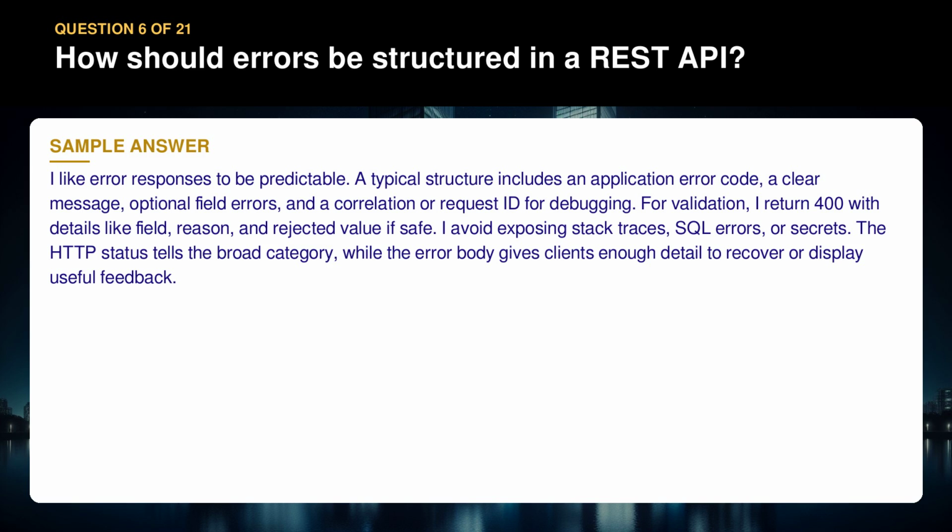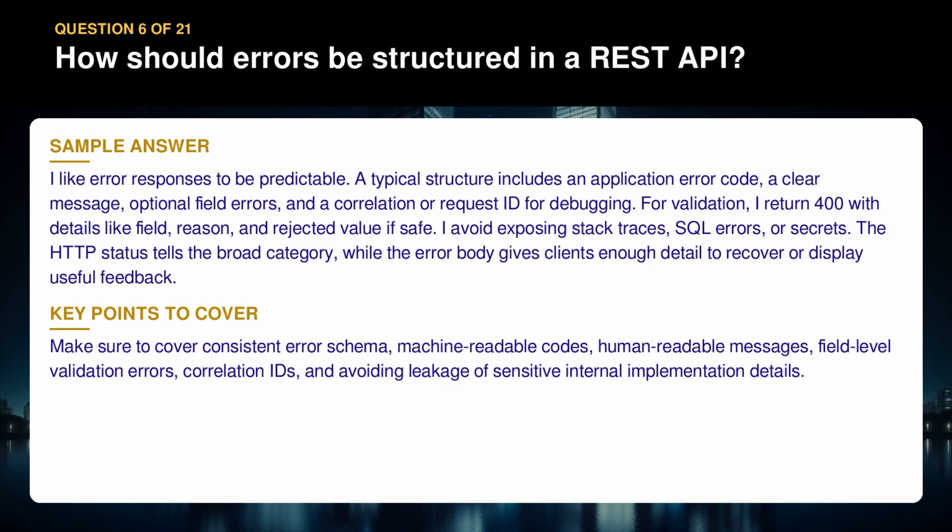The HTTP status tells the broad category, while the error body gives clients enough detail to recover or display useful feedback. Make sure to cover consistent error schema, machine-readable codes, human-readable messages, field-level validation errors, correlation IDs, and avoiding leakage of sensitive internal implementation details.